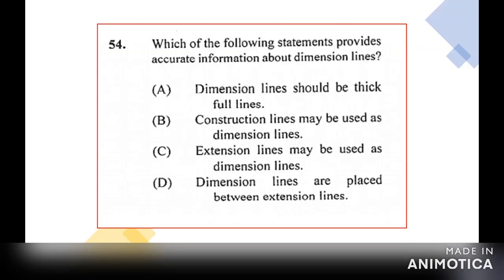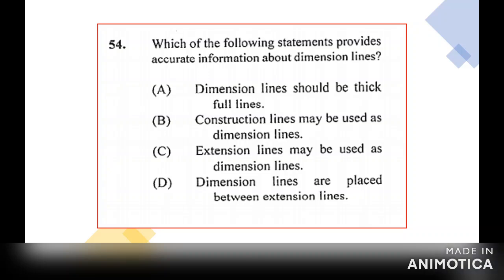Number 54. Which of the following statements provide accurate information about dimension lines? So the answer would be D. Dimension lines are placed between the extension lines. The others do not make any sense.